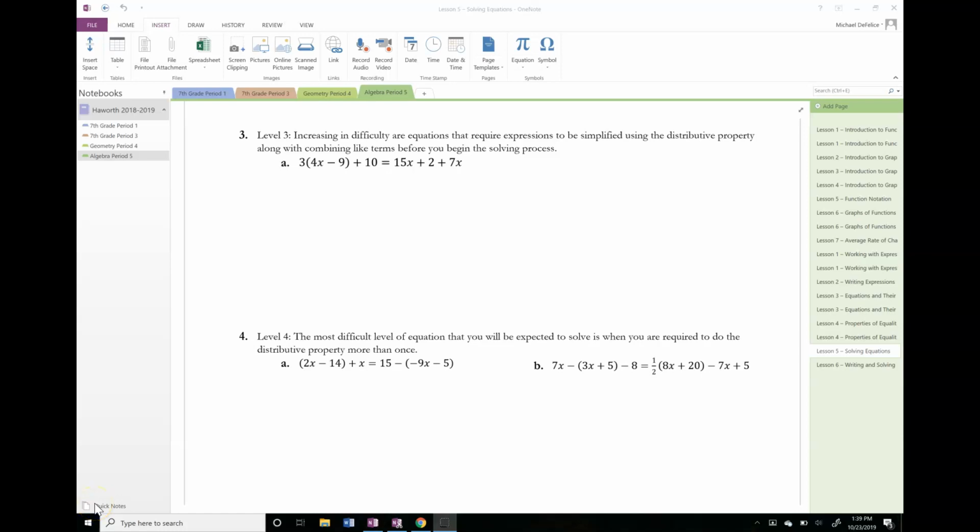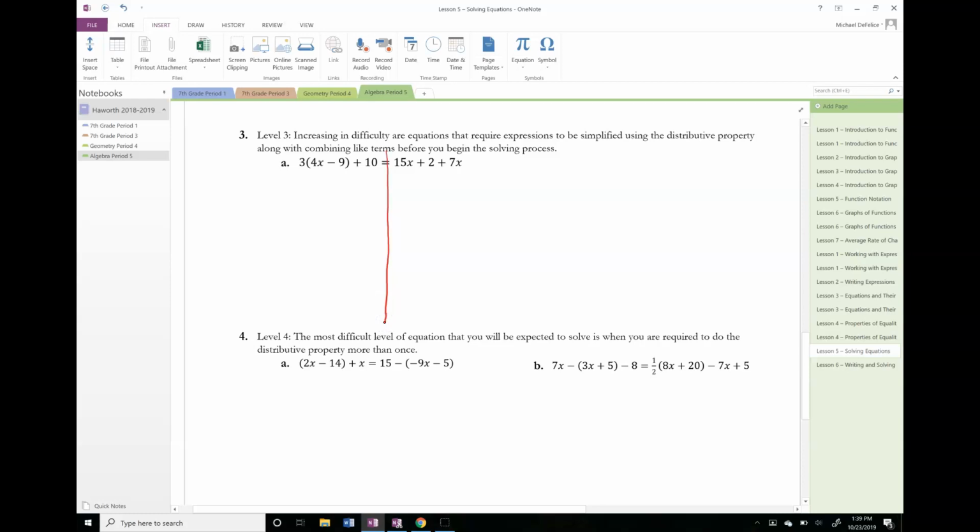Okay, in this video, we're going to look at level 3 and level 4 equations. Now, a level 3 equation is going to require that both expressions need to be simplified. So not just one expression, as in level 2. Now you're going to have to either combine like terms on both sides or distribute on one side and combine like terms on the other, but both expressions will need to be simplified.